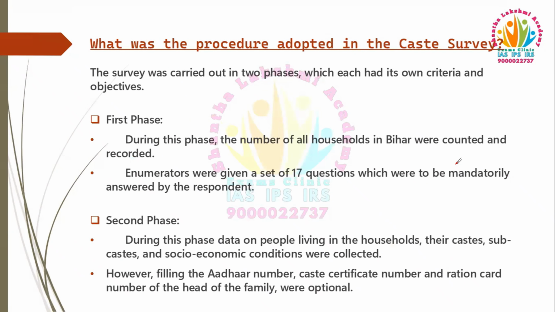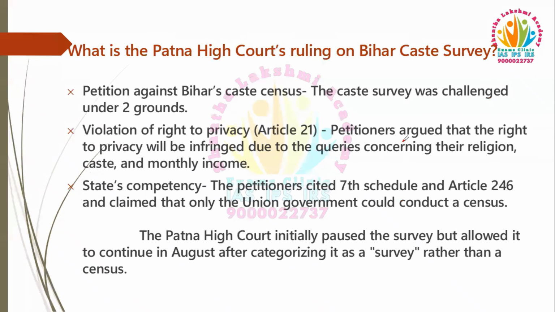The caste survey was carried out in two phases. In the first phase, they counted and recorded the number of households in Bihar, and the enumerators were given a set of 17 questions which were to be mandatorily answered by the respondent. In the second phase, they collected data from the people living in the households about their caste, subcaste, and socio-economic conditions. However, filling in the Aadhaar number, caste certificate number, and ration card number of the head of the family is not mandatory.